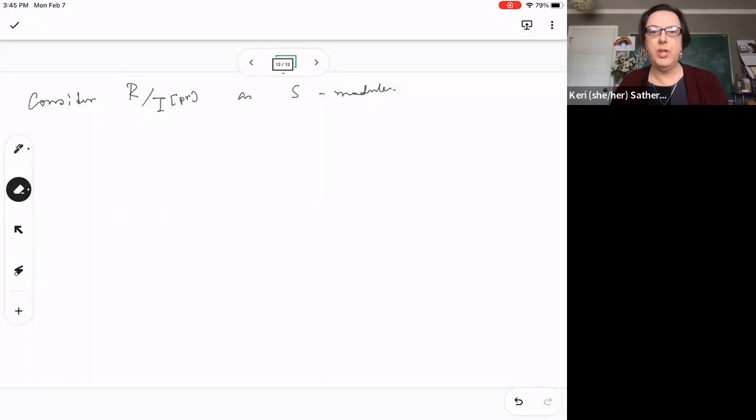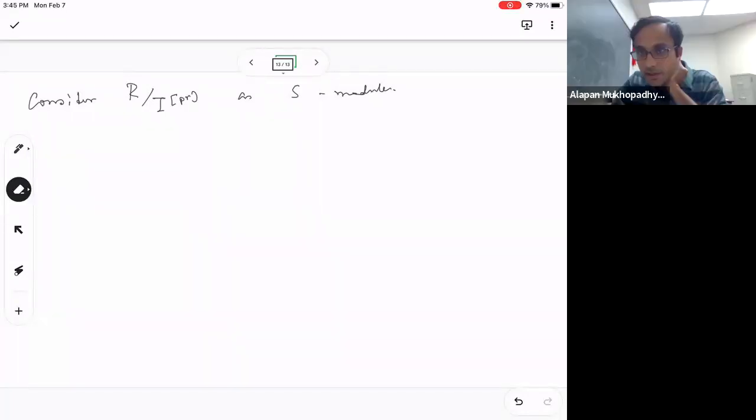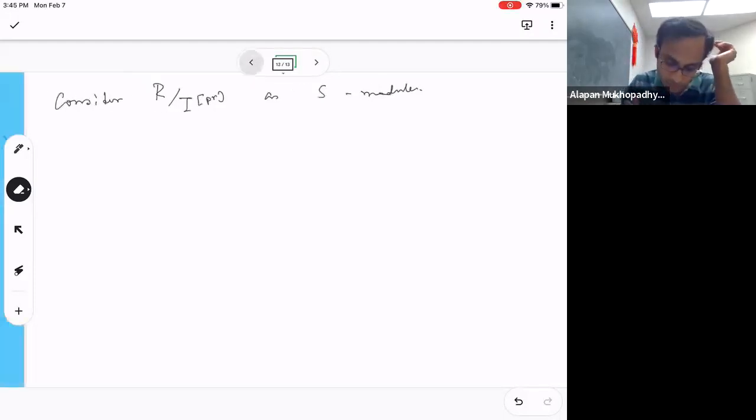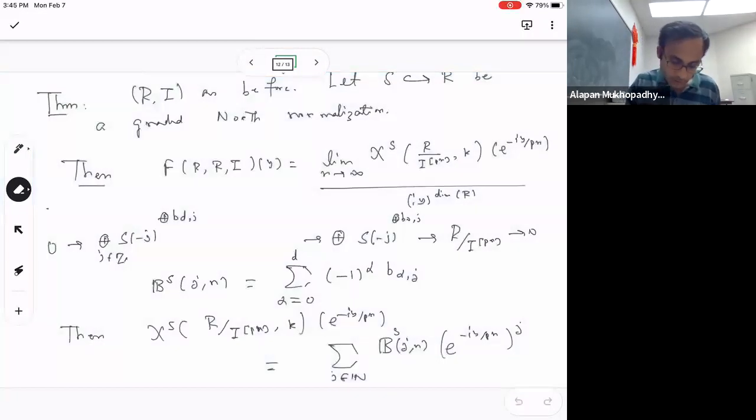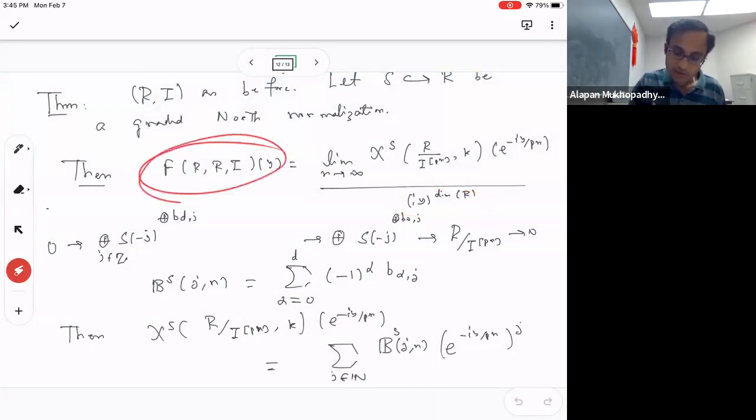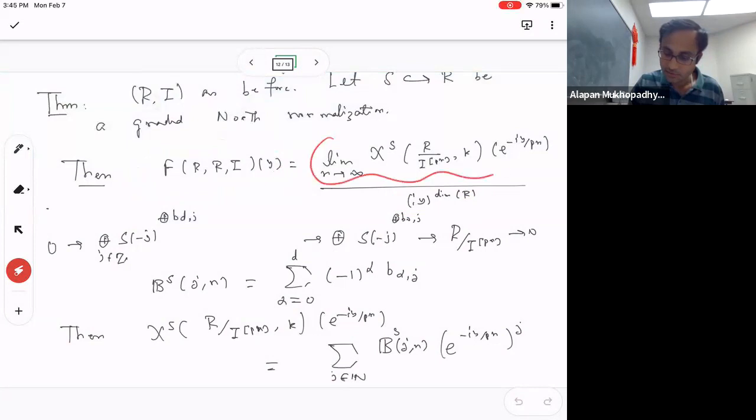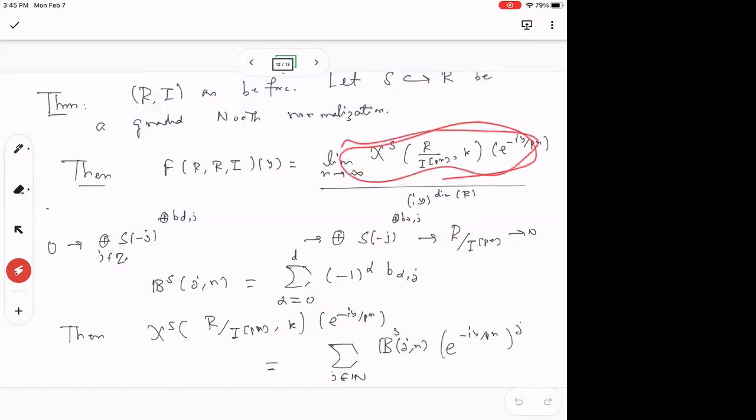There's a question in the chat. I don't know if you can see it. Yeah, I can see it. If I plug in y equal to 0, I get 0 in the denominator. We're supposed to get the Hilbert-Kunz multiplicity. That's a very good question. If you plug in y equal to 0, you get 0 in the denominator. We already know that this is a holomorphic function, so that automatically says that the limiting function has a zero of order d. And the Hilbert-Kunz multiplicity is basically the coefficient of (iy) power d in the power series expansion.